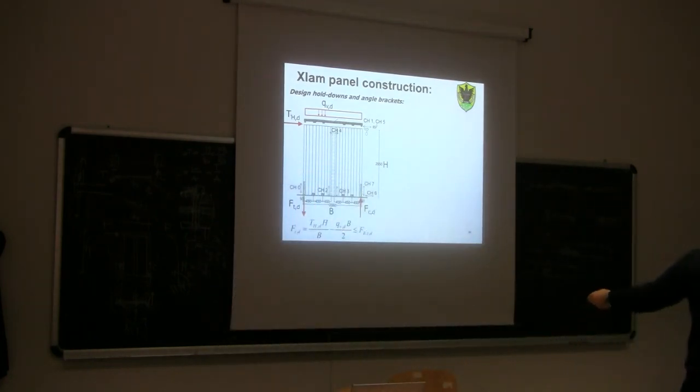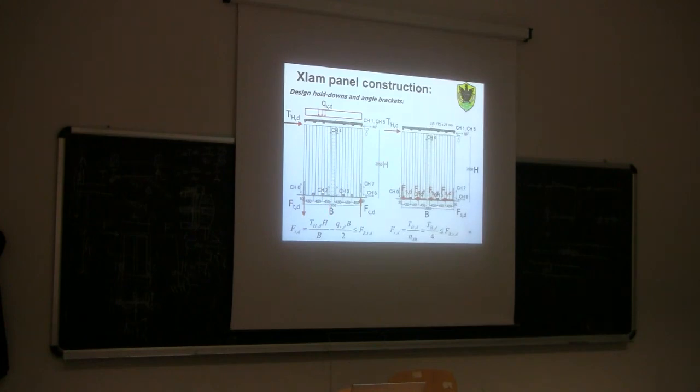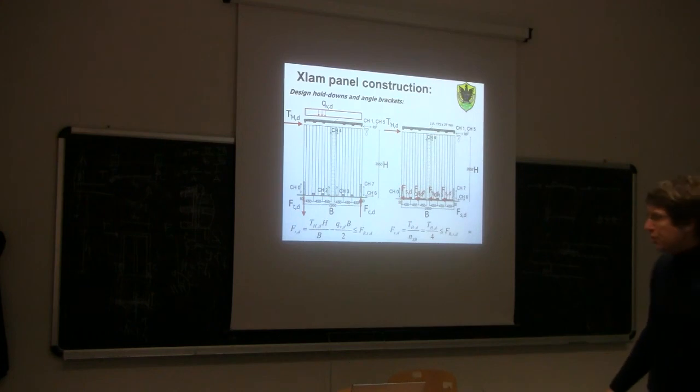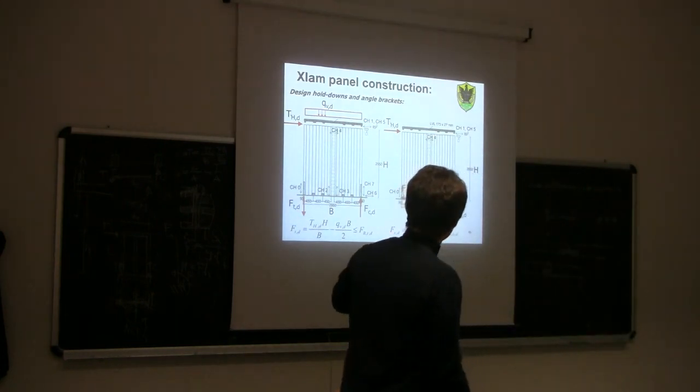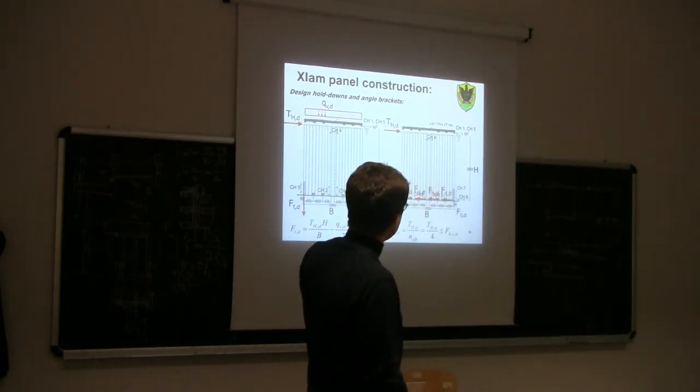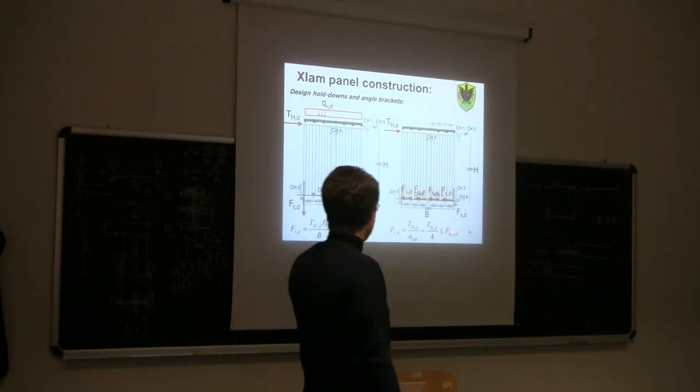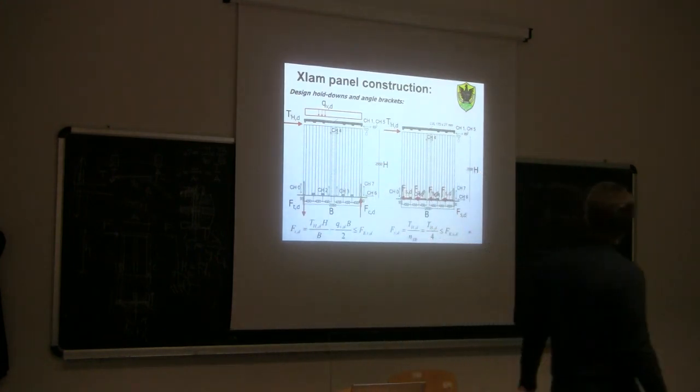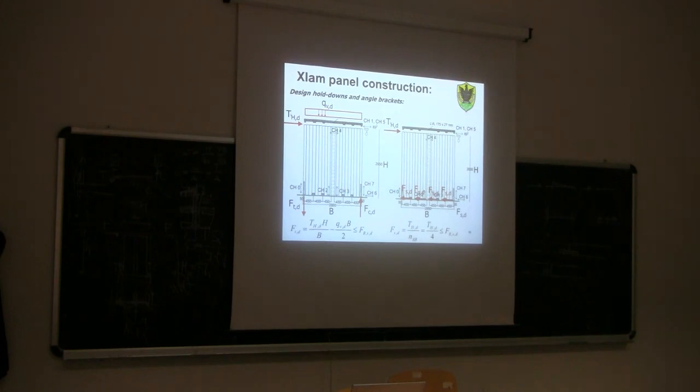Of course, the strength demand should be less than or equal to the strength capacity of the hold-down. And then we need to take into account the strength demand in the angle brackets. The angle brackets are assumed to resist only shear. So FSD, the strength demand in the angle brackets, will be the total shear divided by the number of angle brackets. Very simple. And this shall be less than or equal to the design strength of the angle brackets.